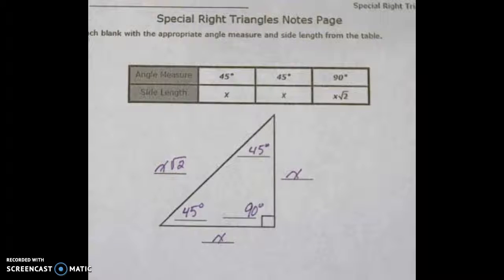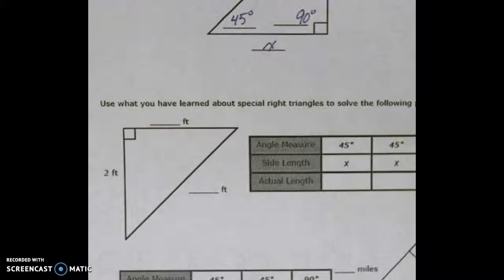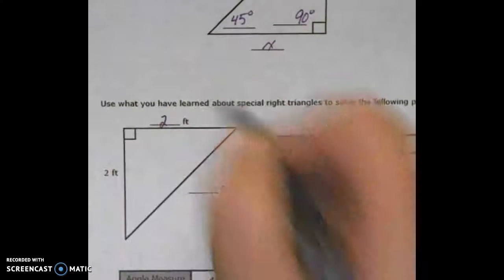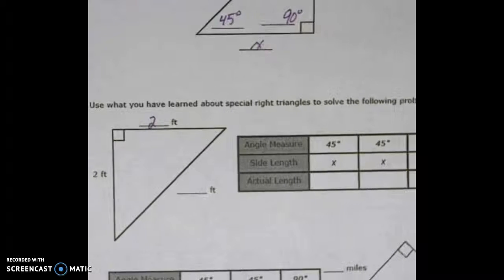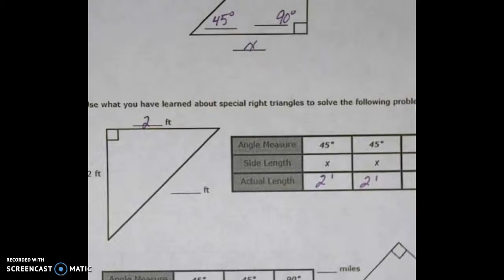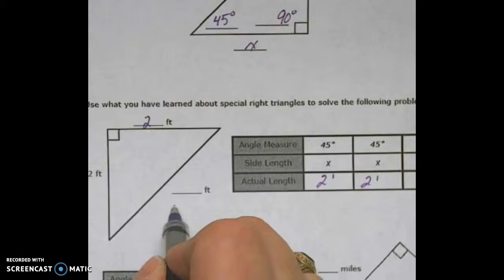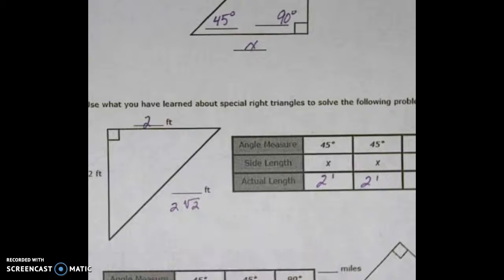When we actually start using this information to fill in some problems, we can look at the second example on the page, where I've got a leg length of 2 feet, and so I know that the other leg length has to also be 2 feet. I can fill that information in my chart. I need to figure out what the hypotenuse length is, and I know because this is a 45, 45, 90 degree triangle, the length of the hypotenuse will be 2 times the square root of 2.